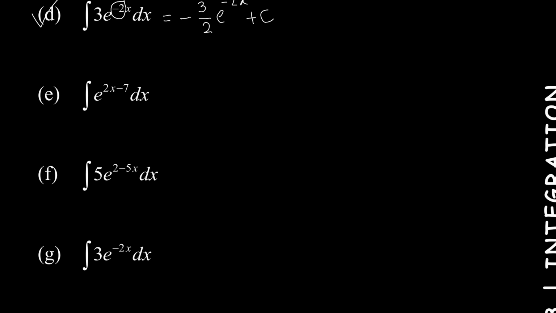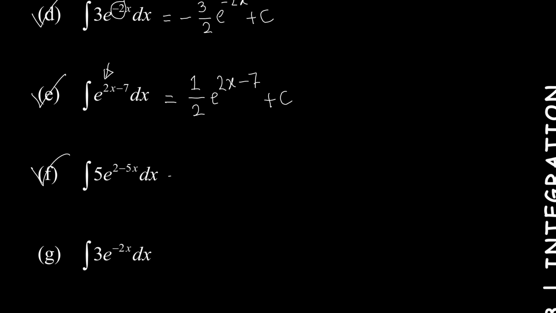Let's come to another question, E. It has the constant: e to the power 2x minus 7 is written. So the coefficient of x is again identified as 2. Then write here 1 by 2 e to the power 2x minus 7. Whatever is written as the exponential, we have to write the same thing. We cannot add it as a power or something. No, we cannot do that for integration.